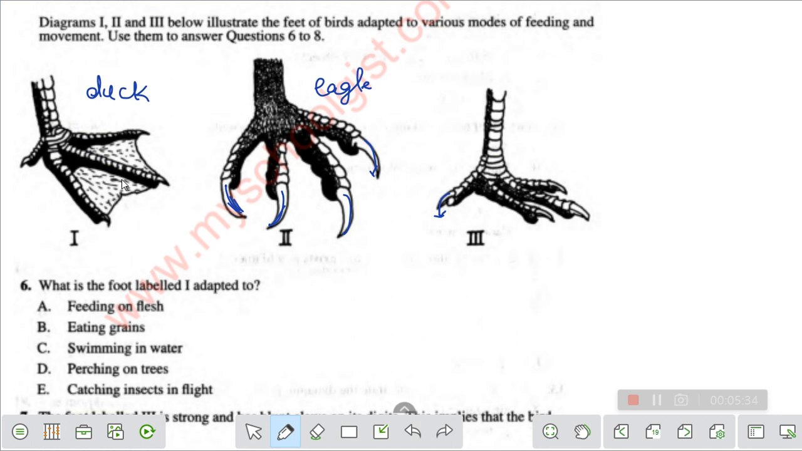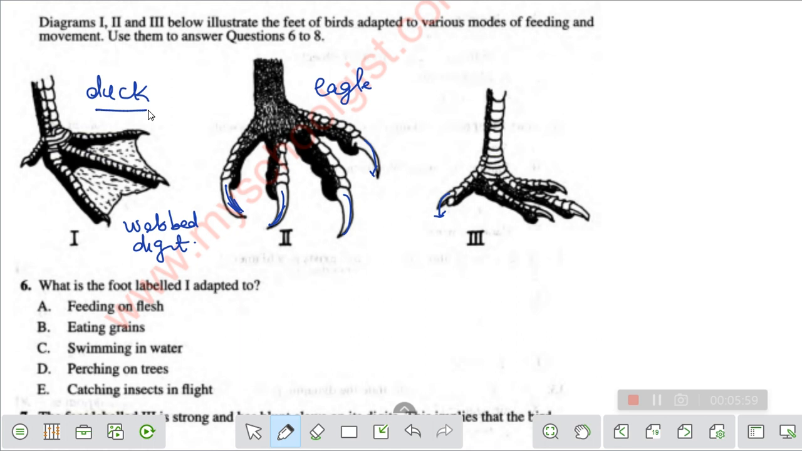Now, these organisms that have a web, let us look at what they are going to ask us. What is the foot labeled one adapted to? Number one, feeding on flesh. Look at how small the feet are. How can this feed on flesh? Eating greens? No. Swimming in water. So this is webbed. It has webbed digits. So this structure is adapted for swimming.